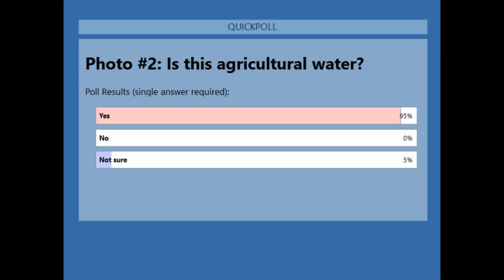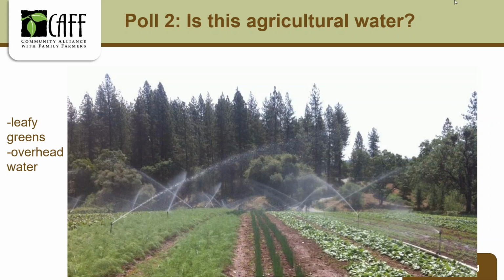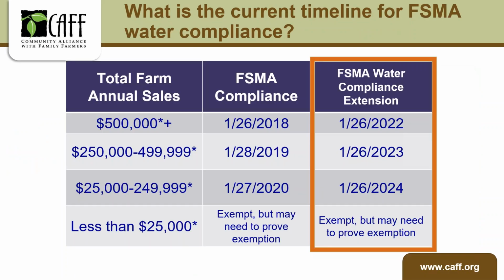Great. Awesome job, everyone. Almost everyone thought, yes, that is agricultural water. And then a couple people were unsure, but that's okay. I know this is tricky. So we'll just transition back to the slides. And yes, overhead water on leafy greens would be considered agricultural water because that water is intended and likely to be touching the actual surface of the crop that we eat. So that is important to keep in mind on what is agricultural water as we move forward and we talk about different requirements and questions related to water, because those questions are actually referring to agricultural water.